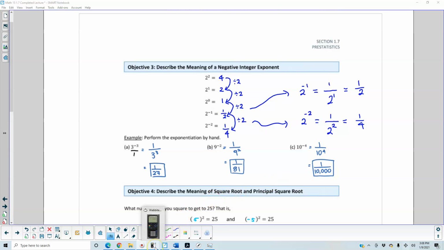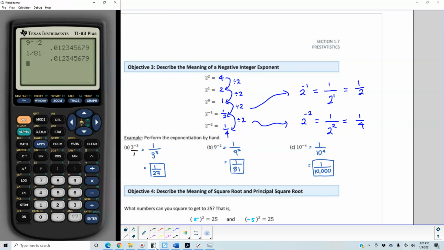Now we can verify this using a calculator, so let's go ahead and do that. Well, what is 1 over 27 as a decimal? Well, that is 0.037. Okay, so let's take 3 and raise it to the negative third power. So 3 raised to the negative 3 power gives us the same decimal equivalent.